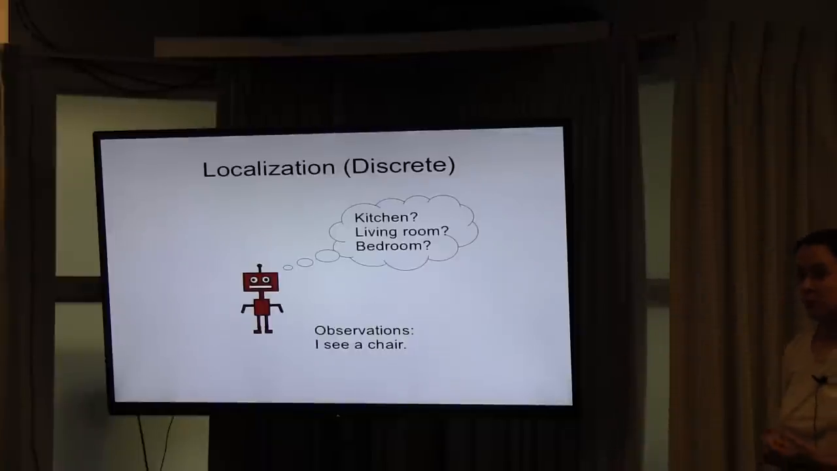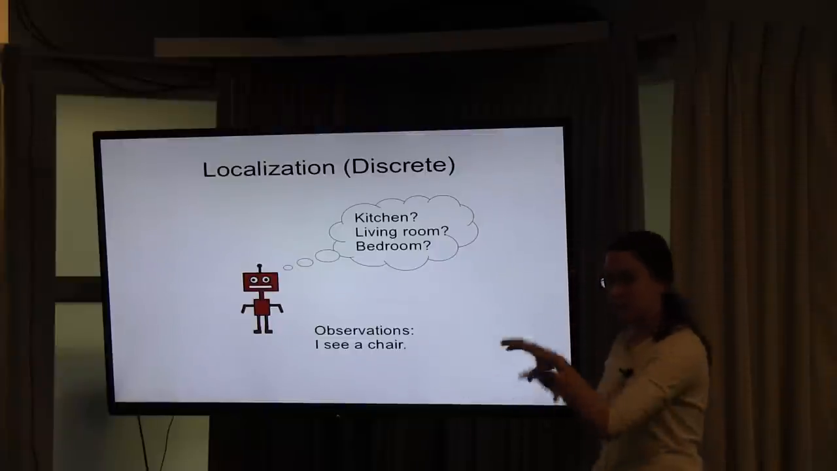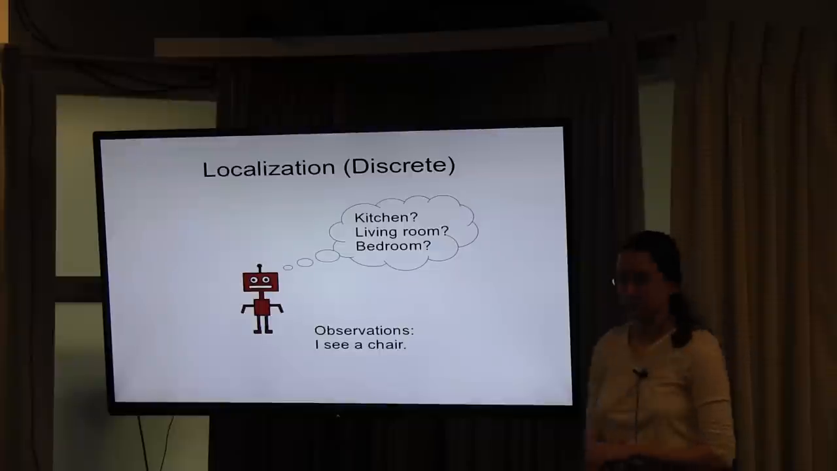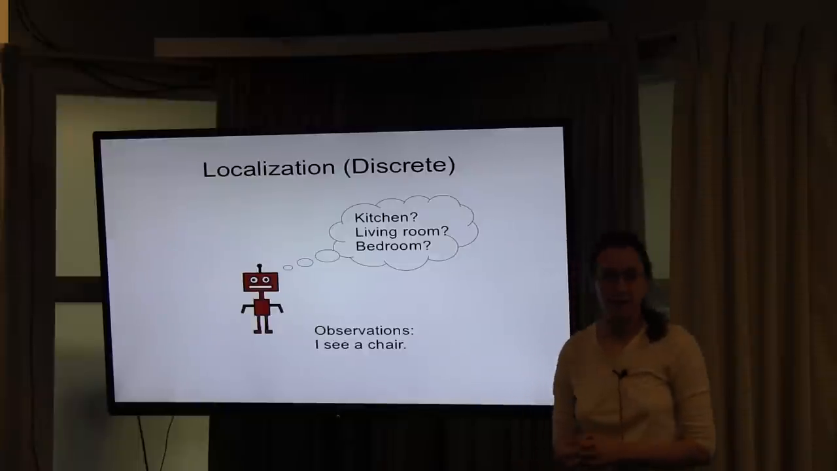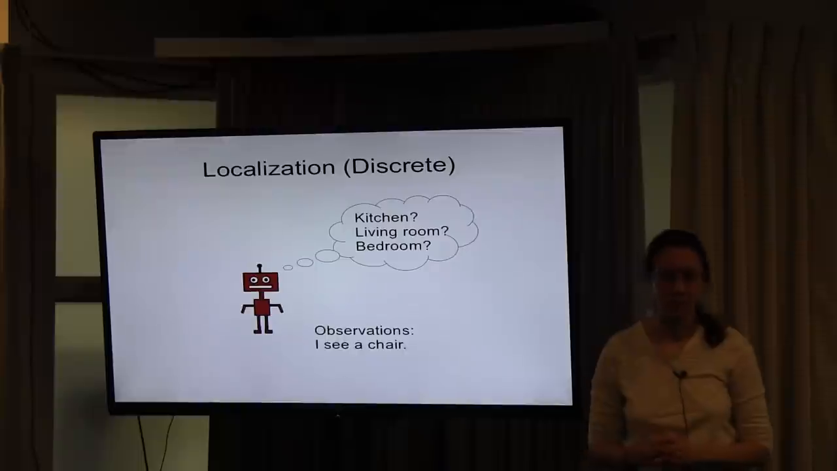Yeah, so we can observe the environment and try to figure out the likelihood of there being chairs associated with each of these rooms. If there's a room with lots of chairs, or a room that's more likely to have chairs, maybe that's an indicator that I'm in that room. So maybe the living room has chairs and the kitchen doesn't, something like that.